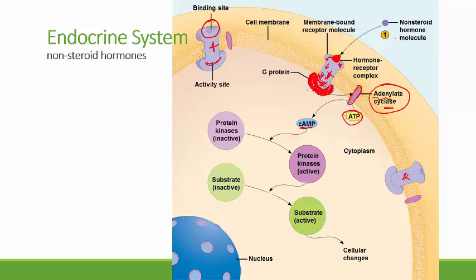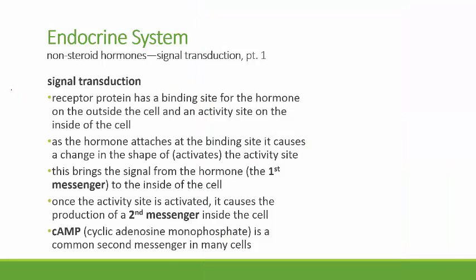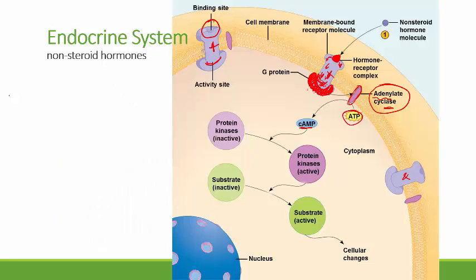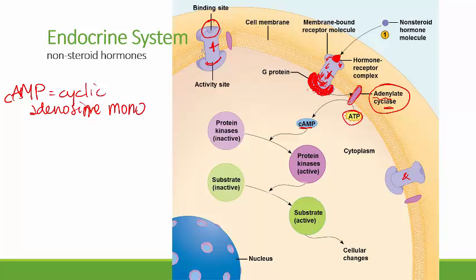monophosphate. And because of some other activity that this enzyme does to the ATP molecule, it turns it into a cyclic version of AMP. And so cAMP stands for cyclic adenosine, and because now there's only one phosphate molecule left, monophosphate. So cyclic adenosine monophosphate.